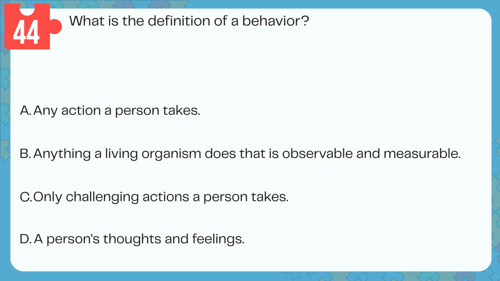Question 44. What is the definition of a behavior? A. Any action a person takes. B. Anything a living organism does that is observable and measurable. C. Only challenging actions a person takes. D. A person's thoughts and feelings.